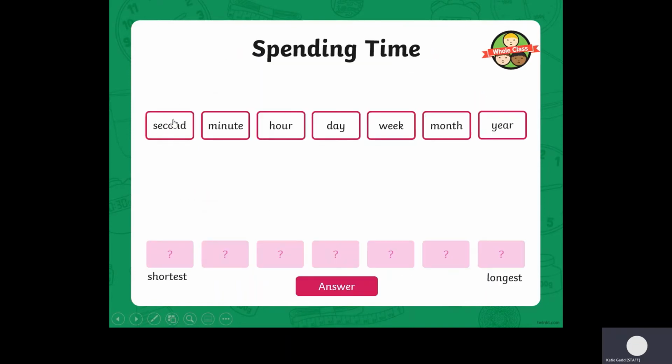So the shortest time we've got is our seconds. OK, so we've got seconds, then we will have minutes, then it will be hours, days, weeks, months, and year.